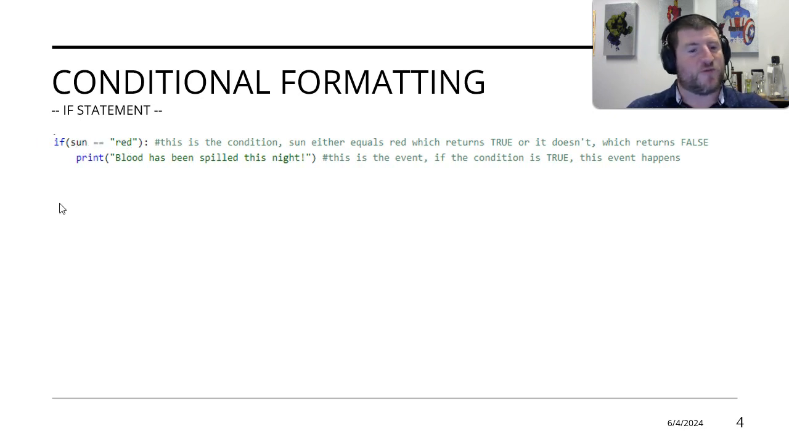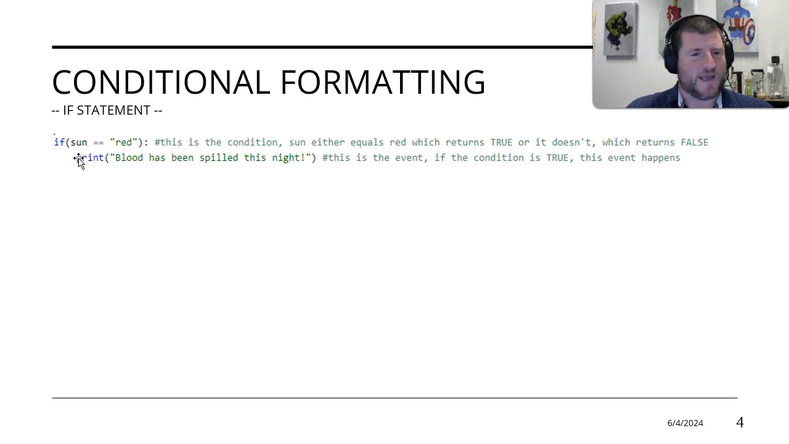So, is the sun red? If it is, then print blood has been spilled this night. If it is not, if this returns false, then it just skips this whole block of code right here. The print code never happens in the event that this is false. So a standard if statement either returns true or false. When it returns true, the block of code that is inside the if statement, and remember when we talk about blocks of code, that's everything that's tabbed out.